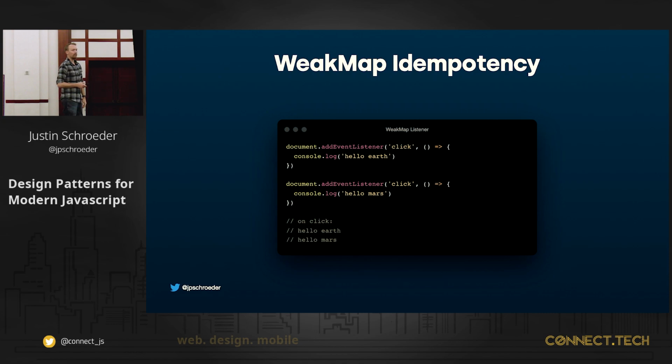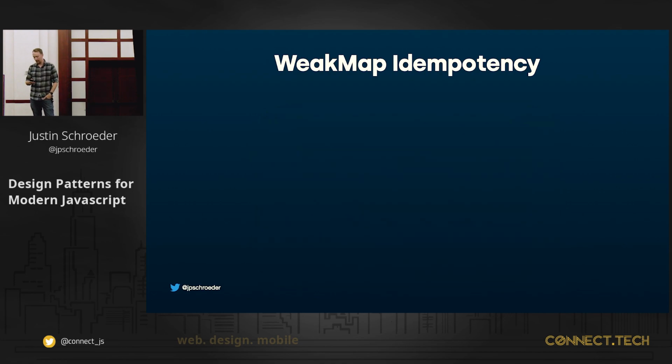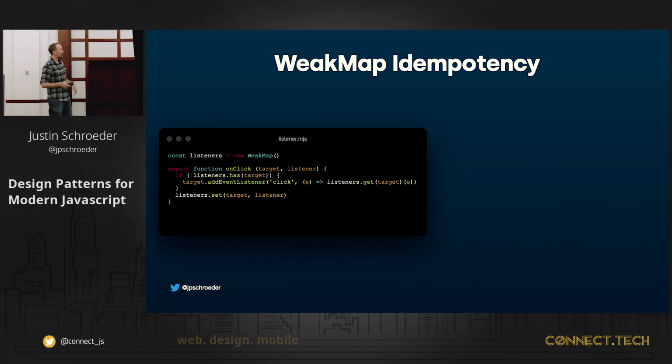So how could we use this? Here's a really simple example of how we could have idempotency for an event listener. Here we've got document.addEventListener on click, hello Earth, addEventListener on click, hello Mars. I can call these as many times as I want on my document, and I'm going to add a new event listener every single time. Technically, addEventListener is idempotent, but we're giving it a new function each time, so it's not acting that way. So what if we wanted to have an event listener like onClick, where you could add it as many times as you want, and whatever the last callback you gave is the one that will actually get called.